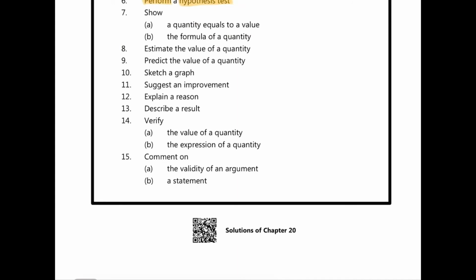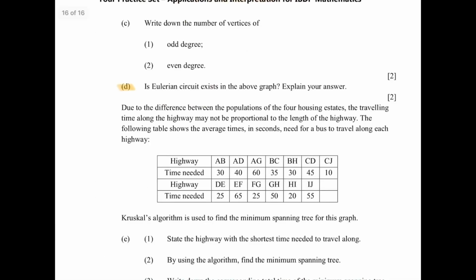Sometimes we have to determine whether a statement is true or not, and then we may have to explain our choice with a reason. Take this question as an example. We are going to determine whether an Eulerian circuit exists in a particular graph. And after we state whether it exists or not, we have to explain our answer.